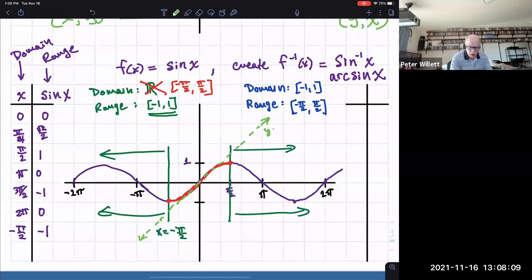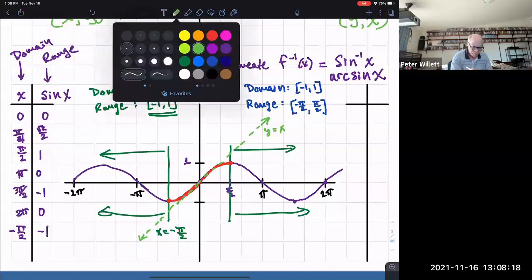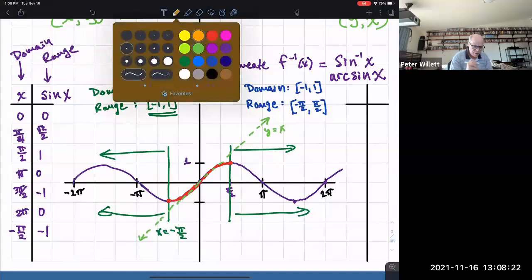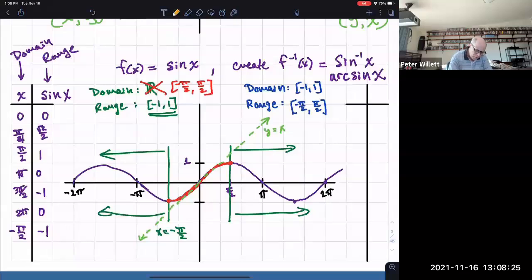So there's the line y equals x. And so I'm basically going to flip that little red part of the sine graph, or reflect it around that line. And when I do that, maybe I'll try that in orange, see if that helps. Then the point pi over 2, 1 gets flipped up here and becomes the point 1, pi over 2. I switch the x and the y value.